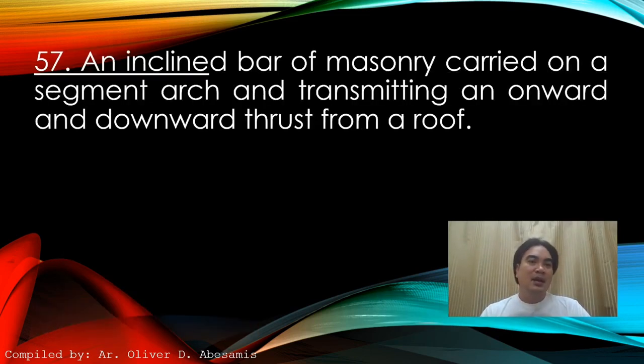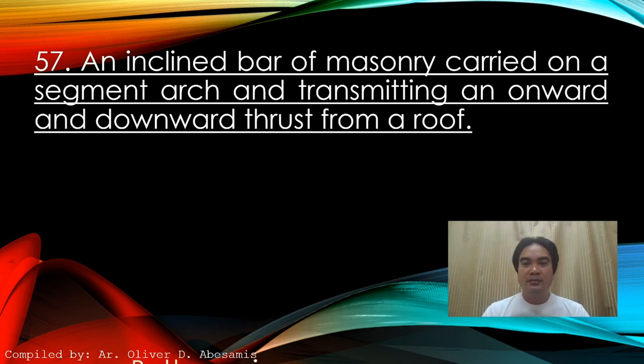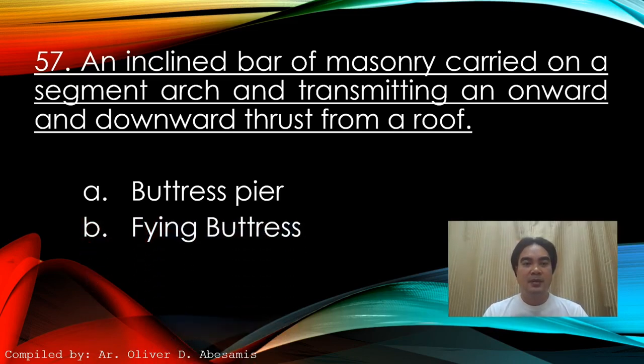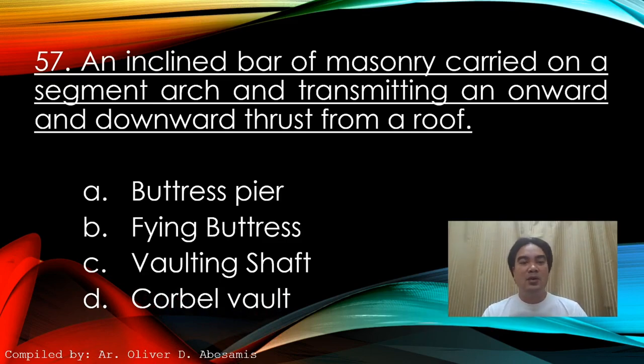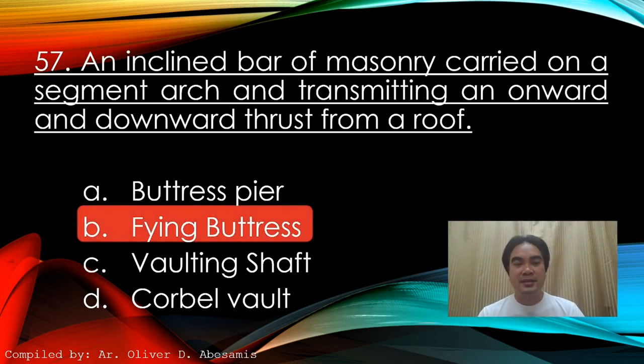57. An inclined bar of masonry carried on a segment arch and transmitting an onward and downward thrust from a roof. A. Buttress pier. B. Flying buttress. C. Vaulting shaft. D. Corbel bolt. Answer? B. Flying buttress.